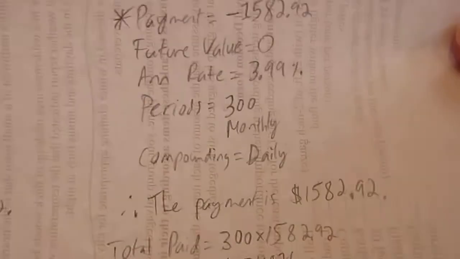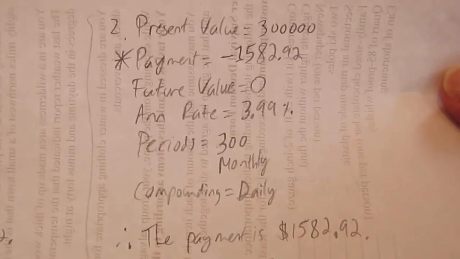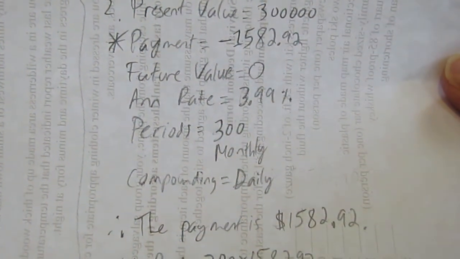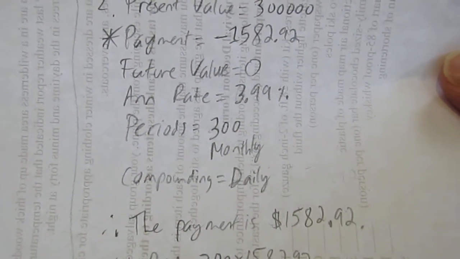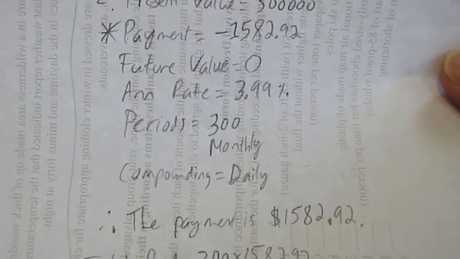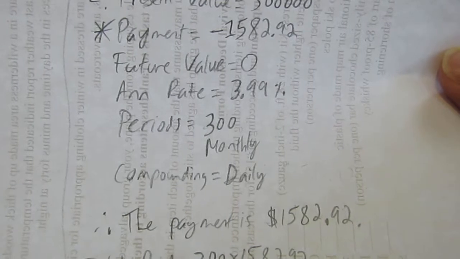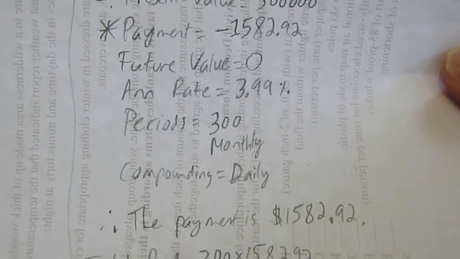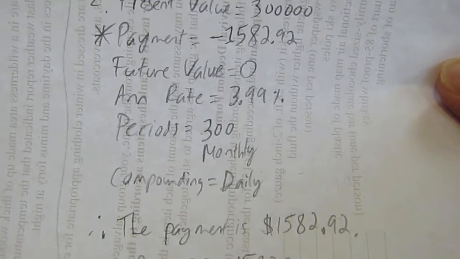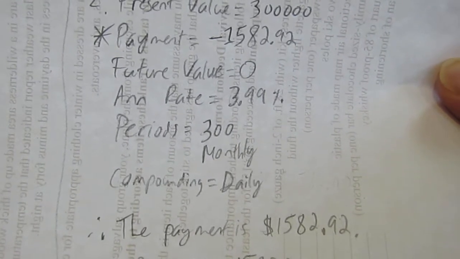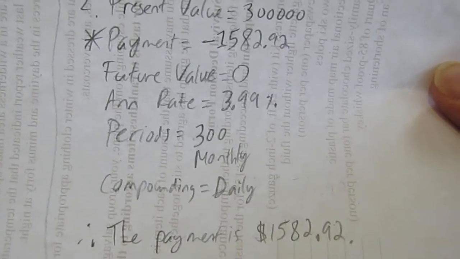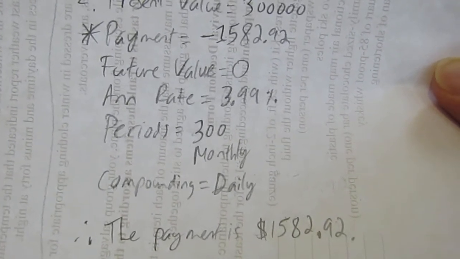$1,582.92. So I'm going to fill that in by hand when you're doing a test or an assignment. Show your present value, show that you solve for a payment with the star and it's negative. Your future value is 0. There's your interest rate, 300 periods that are done monthly, but the interest is daily. And so the payment, final answer with a dollar sign, no negative, the payment is $1,582.92.